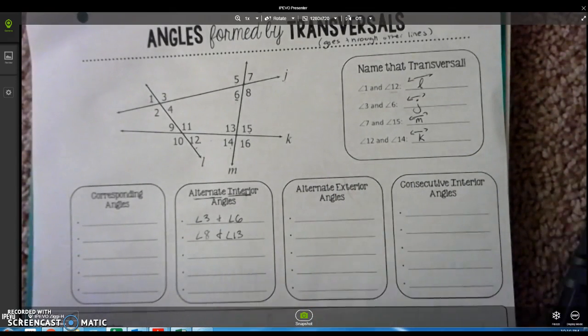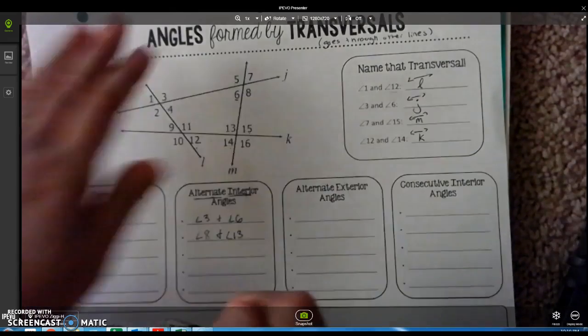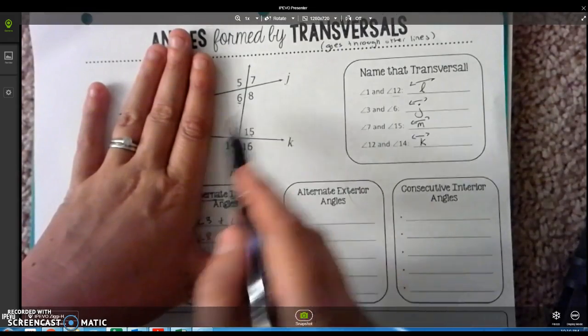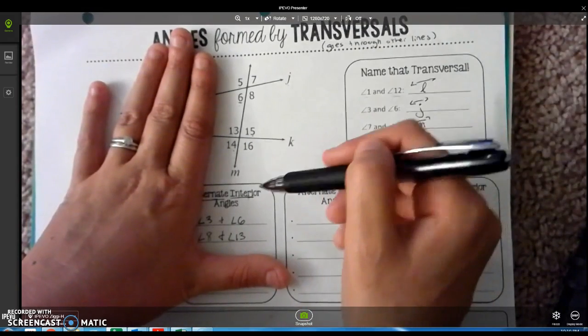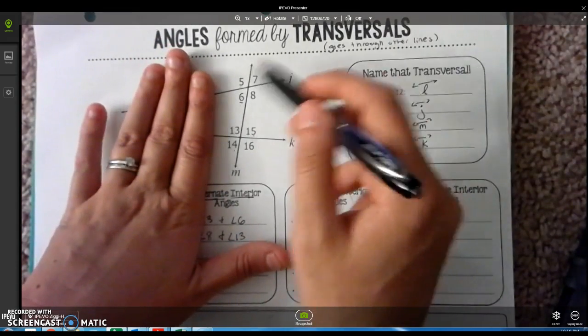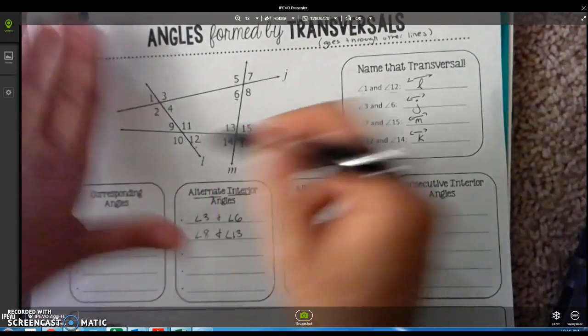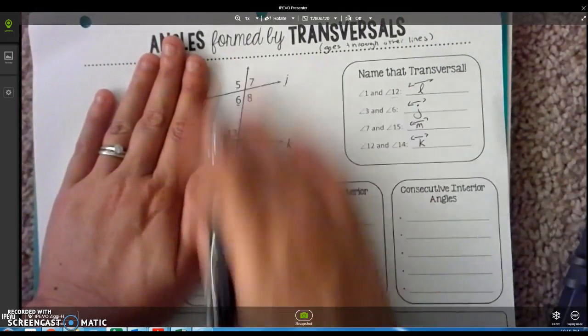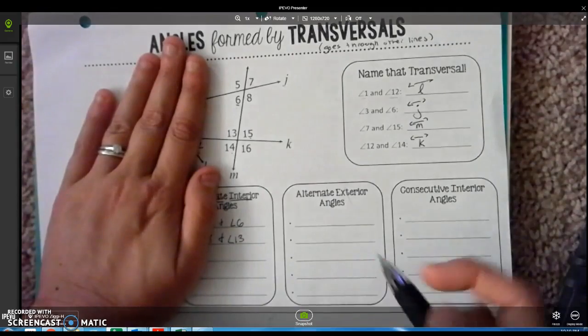Let's do alternate exterior. So let's go back to this same line right here where I have J and K and the transversal M. And we're just going to forget this is here every time that we have 2 things because I'm not talking about this side right now. And this is the reason I'm showing you on an example that has these so you know that I'm only talking about one at a time.